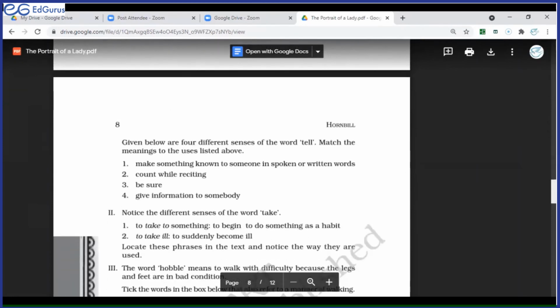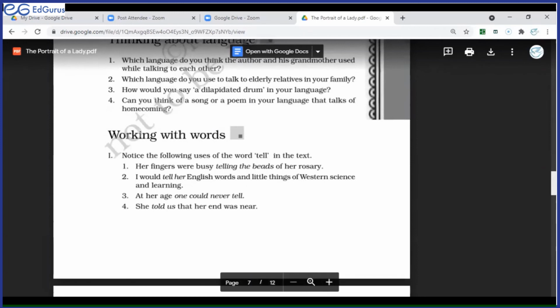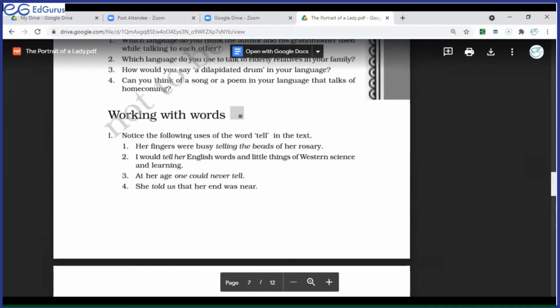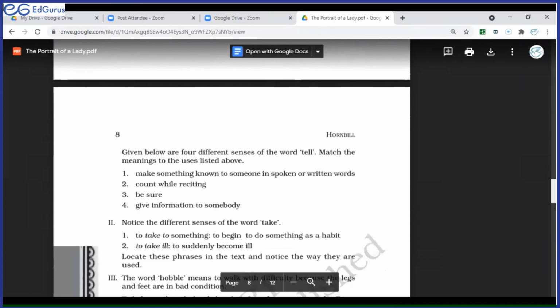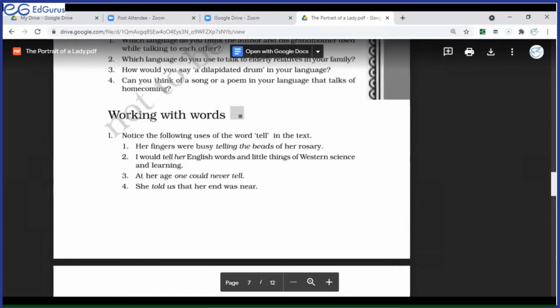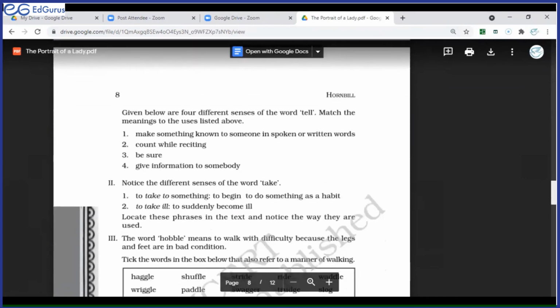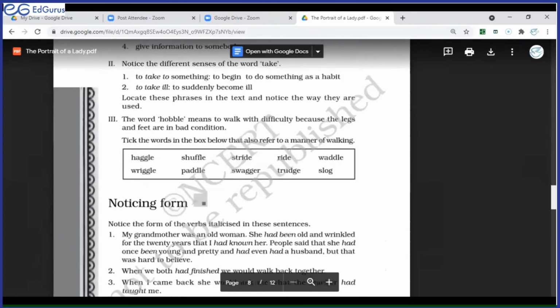Now the next is count while reciting. Count while reciting is that she was telling the beads. Here it is. Yes, her fingers were busy telling the beads of her rosary. It means counting the beads while reciting. Be sure: at her age, one could never tell. One cannot be sure. Give information to somebody: here it is, I would tell her English words. Right?